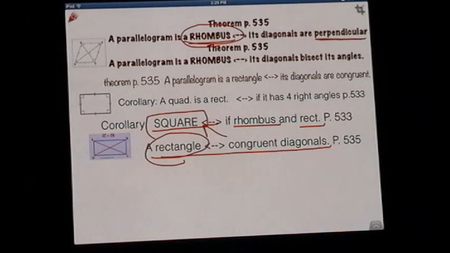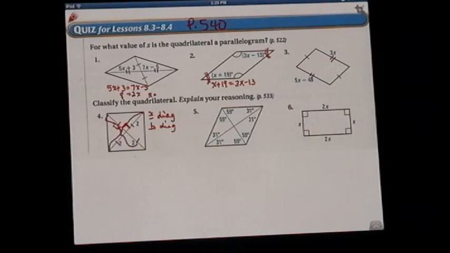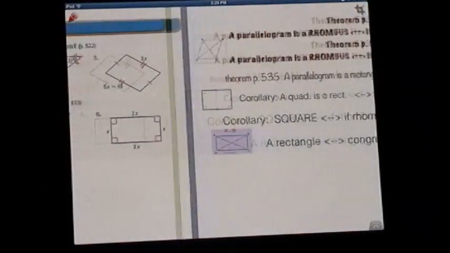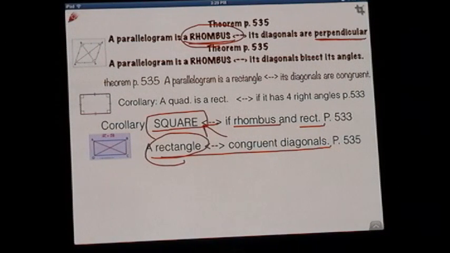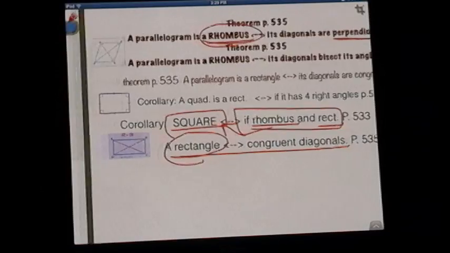And we want to give an explanation as to why. So we're going to say it's a square. And the reason is going to be because it's both a rectangle and a rhombus from the corollary on page 533.